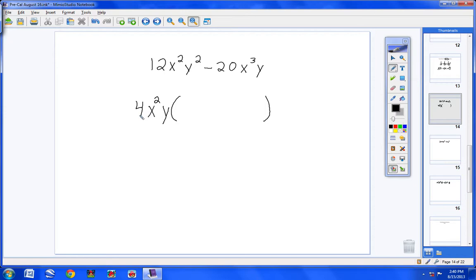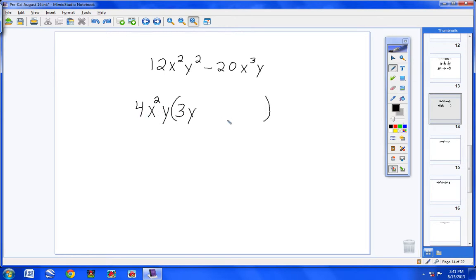You would say to yourself, 4x squared y times what would give me this right here? Well, let's say I know I want 3 because 4 times 3 is 12. I know I've got x squared here and x squared here, so I'm not worried about that. I've got a y and a y squared. I better put a y here. Let's see what happens. 4 times 3 is 12. X squared times nothing is x squared. And y times y is y squared. So it worked. This times this gave me this right here. Totally worked. All right, let's try this.